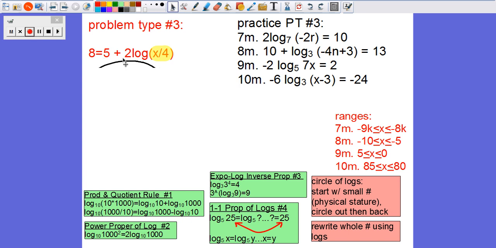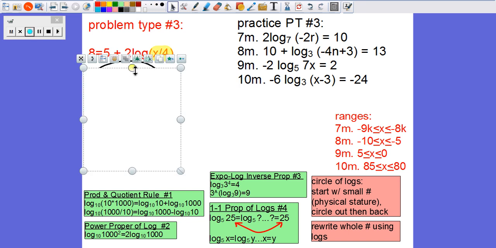Remember, you can think of this as 5 plus 2 times a big fat x. So how do you get x by itself? Subtract 5 from both sides and divide by 2. If you subtract 5 from 8, you get 3. If you divide 3 by 2, you get 3 over 2.